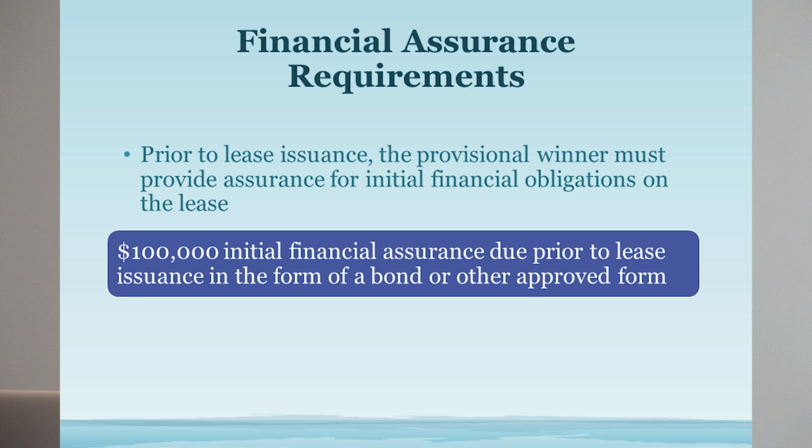And finally, there are various financial assurance requirements. The first one applies to the provisional winner. So prior to lease issuance and execution of the actual lease, BOEM requires $100,000 in initial financial assurance, typically in the form of a bond or other approved form of financial assurance, and we have those detailed in our regulations. I'm not a financial assurance expert, but if this is a topic that interests you, we can point you to the right person on our team.